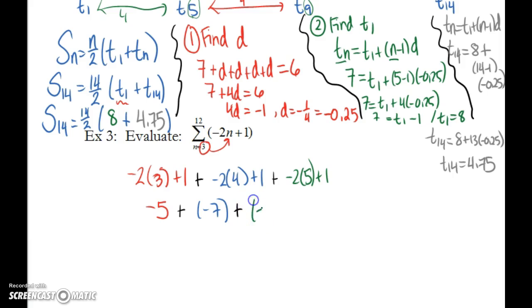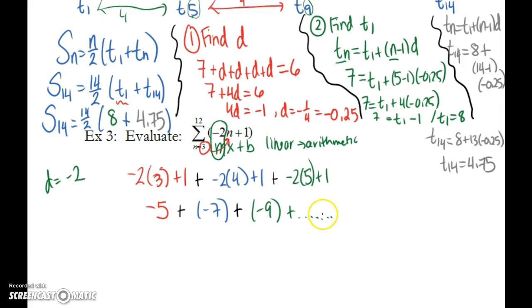Notice that it's arithmetic. Notice that our common difference is negative 2. It's going down by 2. And that's evident that it's both arithmetic and what the common difference is by looking at our formula. It's in the form y equals mx plus b. Because it's linear, it means that it's arithmetic. And your m, which is negative 2, corresponds to the value of d. That's always true here.